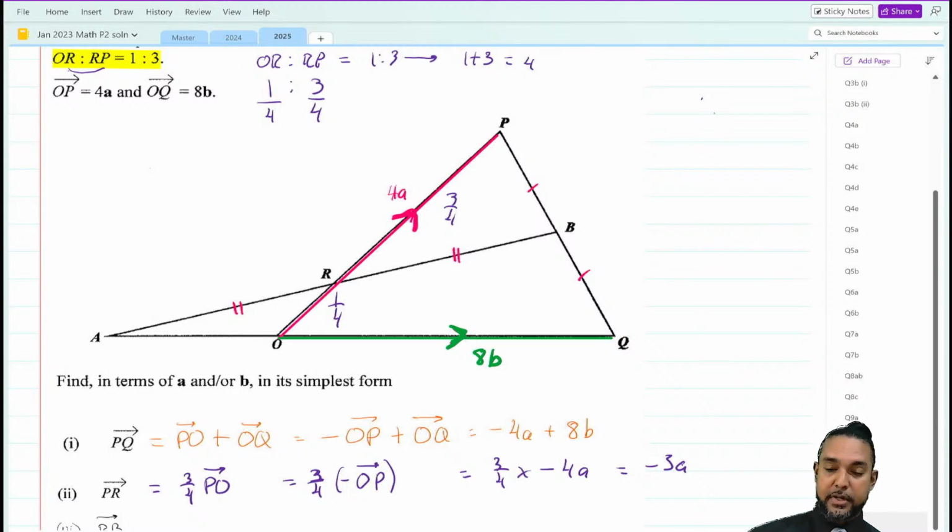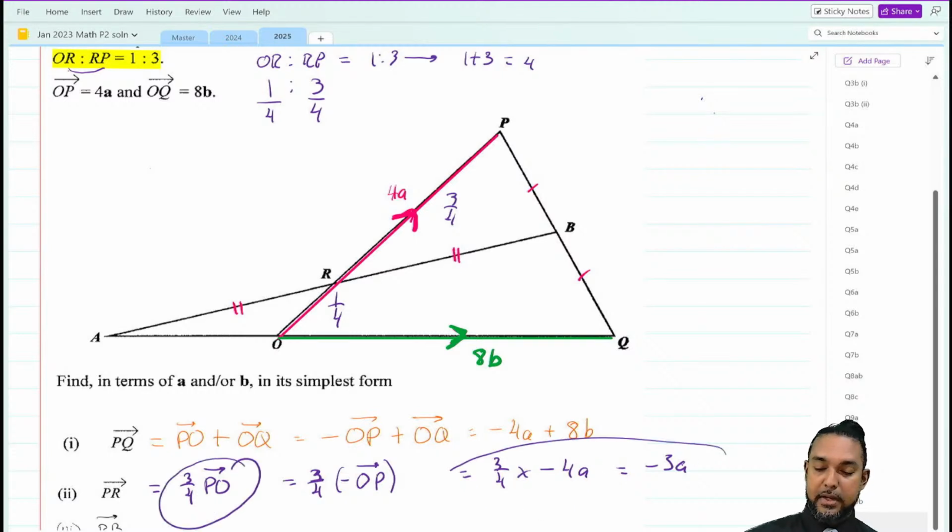So you're just going right here. You don't have to put all that, you could just put 3/4 of PO, but you should at least show one extra step in there. Like this, and then that.